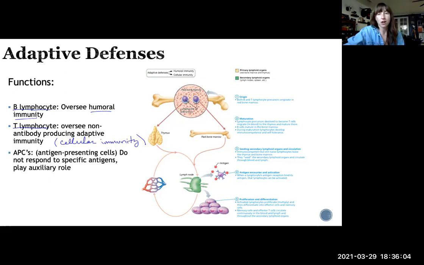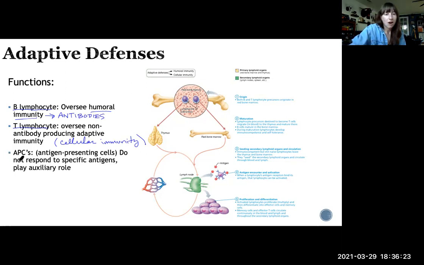Which does not involve creating antibodies, okay? The B cells are where it's at when we talk about antibodies, really, okay? They're the ones that are making the antibodies.